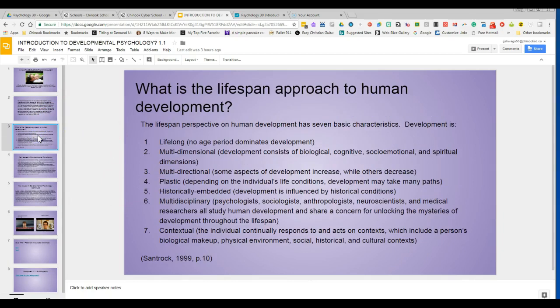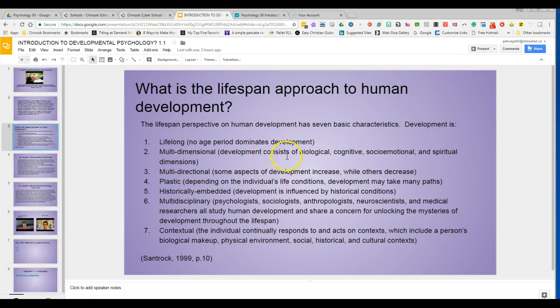Okay, so the lifespan approach to human development: basically we're looking at 7 basic characteristics. So development, and that's human development, is lifelong. Okay, that makes sense, from conception till death. It's multidimensional. So it consists of biological, cognitive, socio-emotional, and spiritual dimensions.